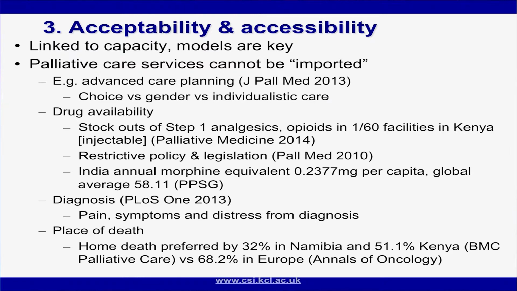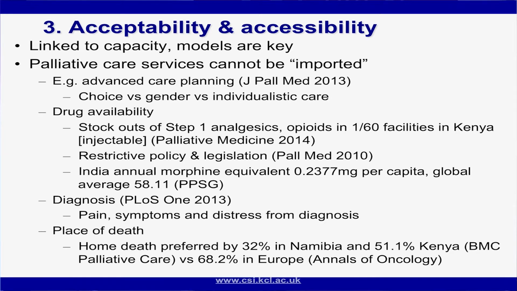In Kenya, we found opioids in only 1 out of 60 HIV facilities in their pharmacy, and that was an injectable format only. We've also identified that there's a really restrictive policy and legislation architecture in many parts of sub-Saharan Africa. And I've just started visiting cancer services in India, and there's some very interesting data here from India. We can see the Indian annual morphine equivalent per capita is this for India, and that's what it is globally. So there's a huge disparity between opioid consumption and availability between different regions of the world.